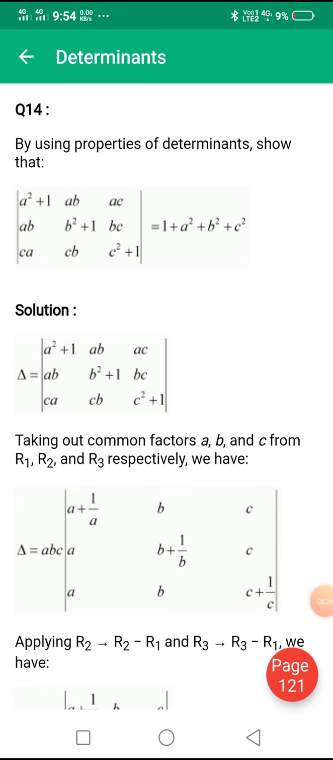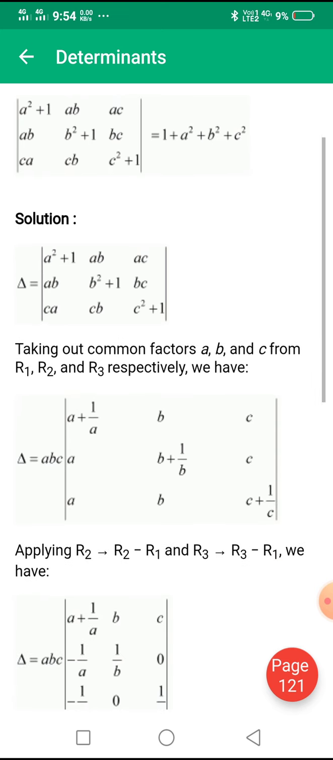Let's start with the 14th question, where we are asked to prove that the left hand side determinant is equal to 1 plus a square plus b square plus c square. So the first step that I will do is take a common from row 1, b common from row 2, and c common from row 3.